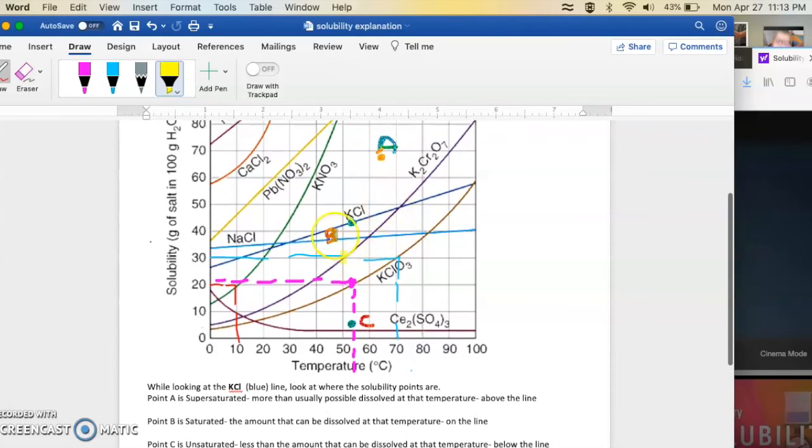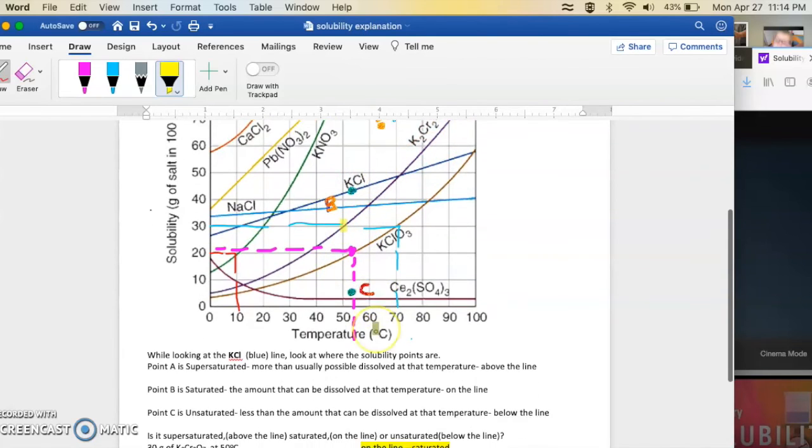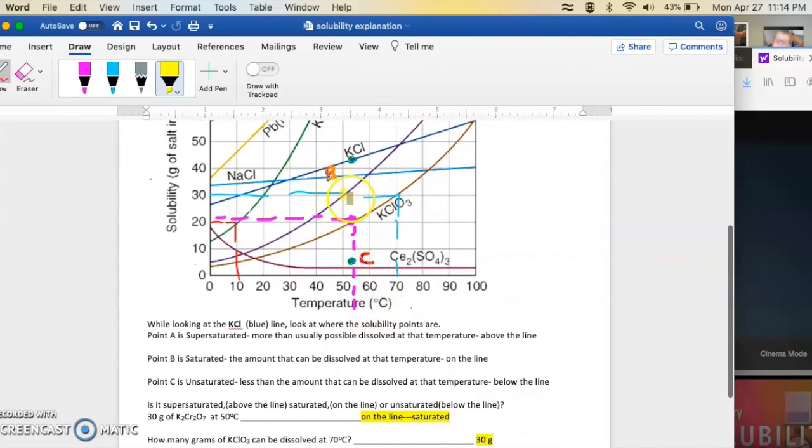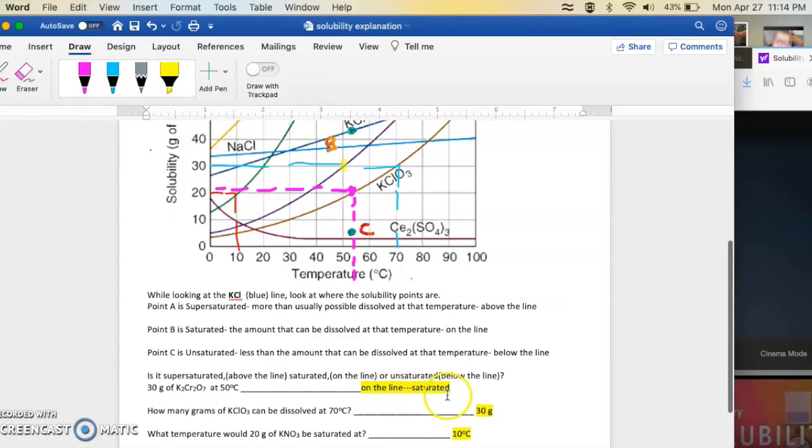Is it going to be above the line, on the line, or below the line? So it's on the line. So because it's on the line, we call it saturated. Okay, I highlighted that. That would be the answer that you would normally write in the blank, but I just put it here to show you.